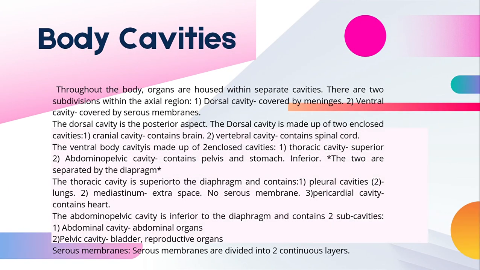Body cavities. Throughout the body, organs are housed within separate cavities. There are 2 subdivisions within the axial region, the dorsal cavity covered by meninges and ventral cavity covered by serous membranes. The dorsal cavity is the posterior aspect.